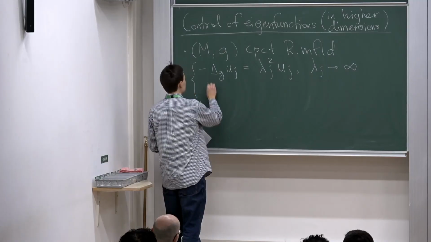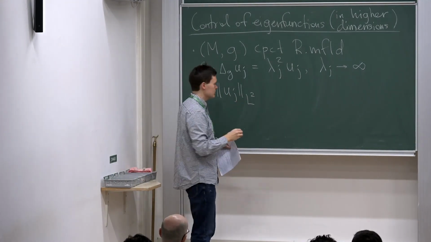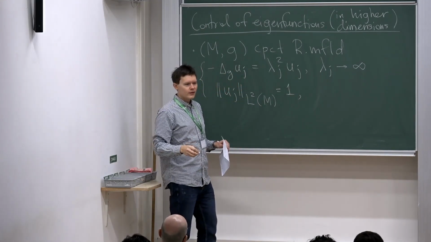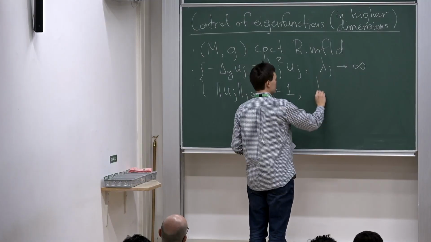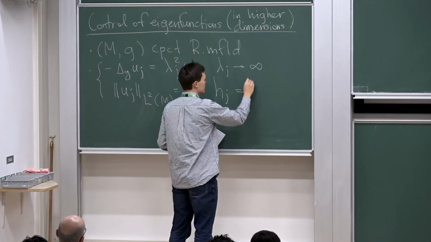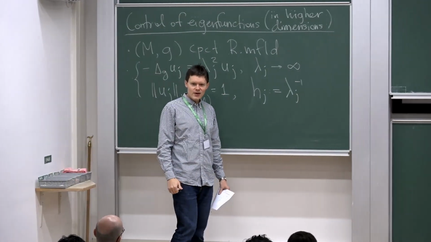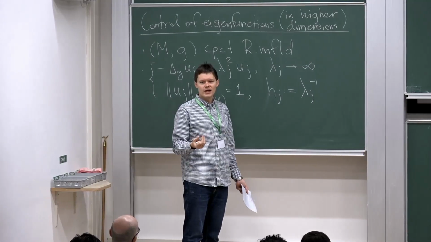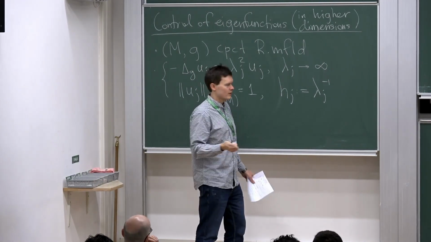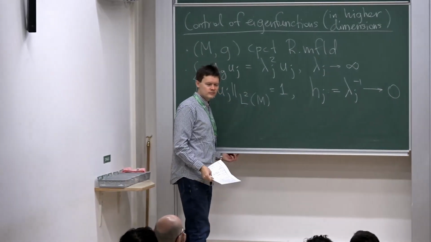And then I'll normalize them in L2. This is going to be a completely L2 based talk, so normalize them in L2. And then I will also have a semi-classical parameter, which I'm not going to apologize for either, which is lambda j inverse. And what's that semi-classical parameter? It's the wavelength of oscillation of the eigenfunction. So it's a scale of the fine features of the eigenfunction. And so that one will go to 0 as my eigenvalue goes to infinity.